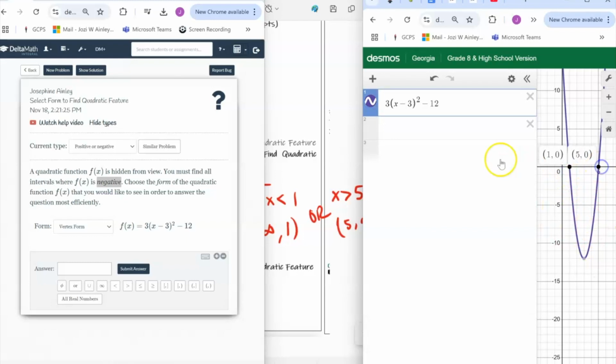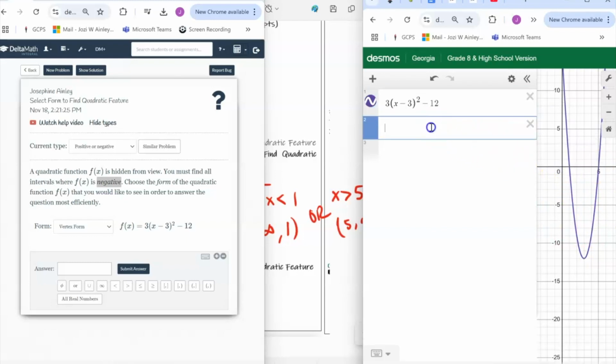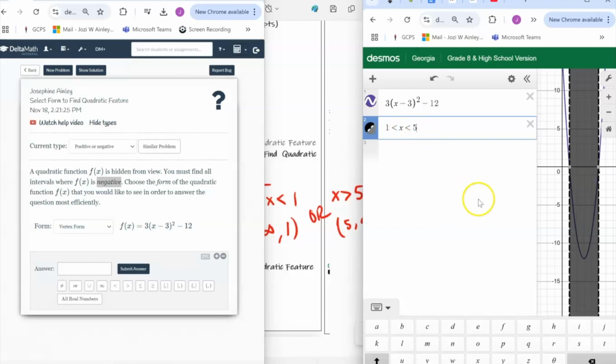So I'm going to grab my 2 points. So I'm going to tell Desmos, hey, it's 1 and 5. Hey, Desmos, graph, let's see if I do this right. Because I know it's one equation. I know I need to do x is greater than 1 and x is less than 5. And perfect. You see, it shaded the bit I need. So this is my correct answer.